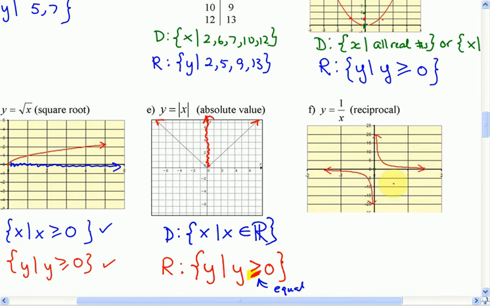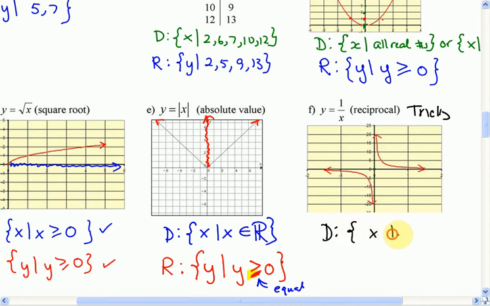The next one, reciprocal, is kind of interesting. By the way, you don't need to know the names of these graphs. I show them to you now because in grade 11 and 12 you'll see them again. So I thought I'd just introduce them to you. But really right now, just focus on the picture and see if you can find the domain from there. Any suggestions about the domain for this one? By the way, this one's tricky.